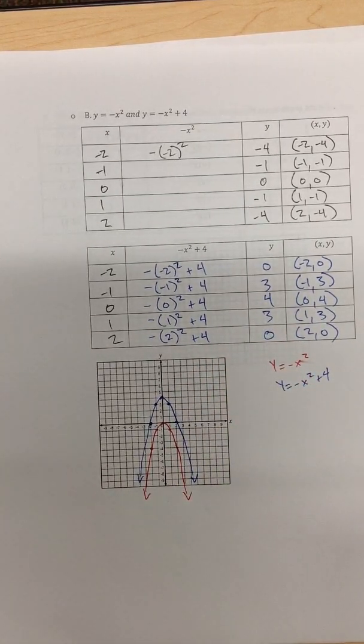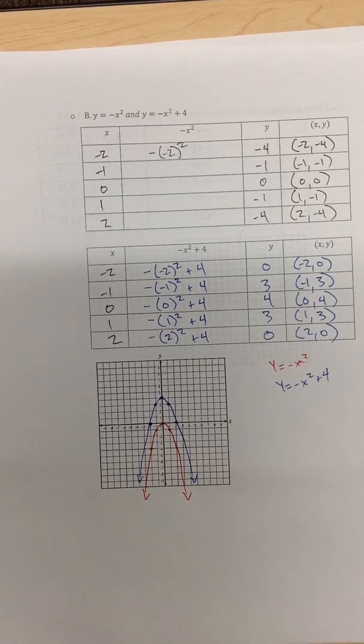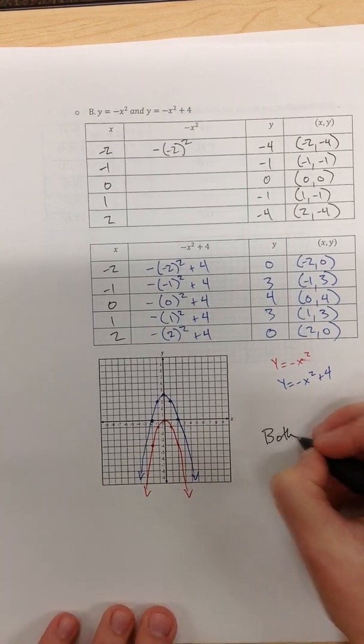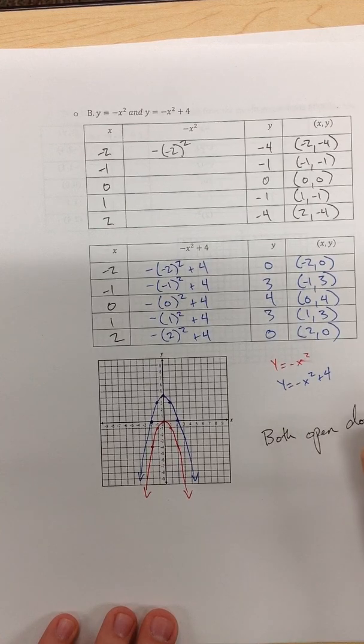Okay, so now, same thing, we want to compare and contrast these. So one thing that's the same again with these is they both have negatives in front of that x squared value, so these are both opening downwards. So you could say both open downwards.